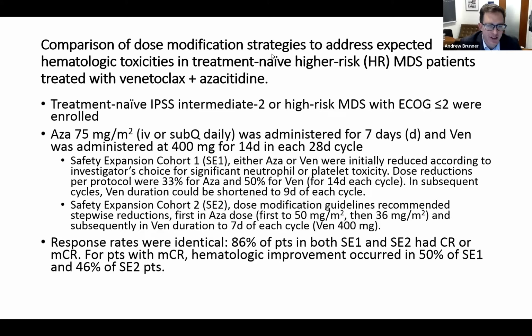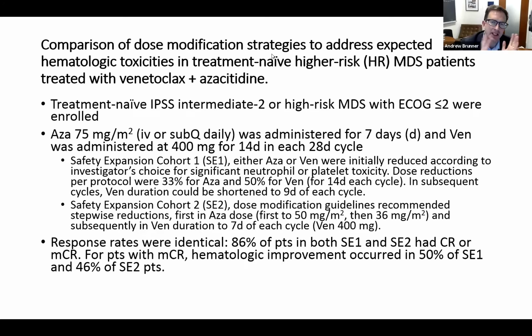In a second strategy, they looked at stepwise reduction. So first reducing the azacitidine and then reducing the duration of venetoclax per cycle. It suggests that at least for short-term outcomes, the responses were similar. So you could use either dose modification strategy. You still had a good chance of getting response, remission, or hematologic improvement.